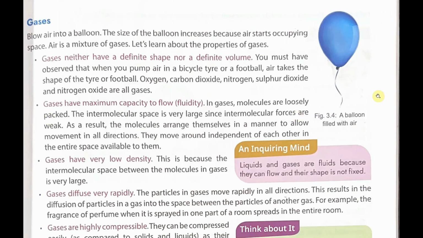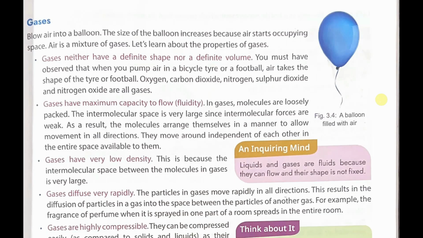Gases. When you blow air into a balloon, the size of the balloon increases because air starts occupying space. Air is a mixture of gases. So let's learn about the properties of gases. Gases neither have a definite shape nor a definite volume. You must have observed that when you pump air in a bicycle tire or a football, air takes the shape of the tire or football. Oxygen, carbon dioxide, nitrogen, sulfur dioxide, and nitrogen oxide are all gases.